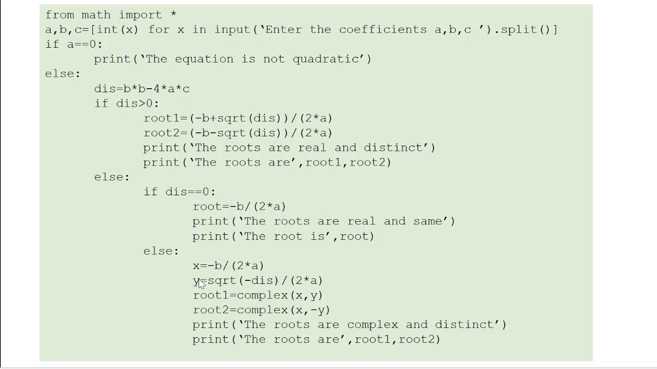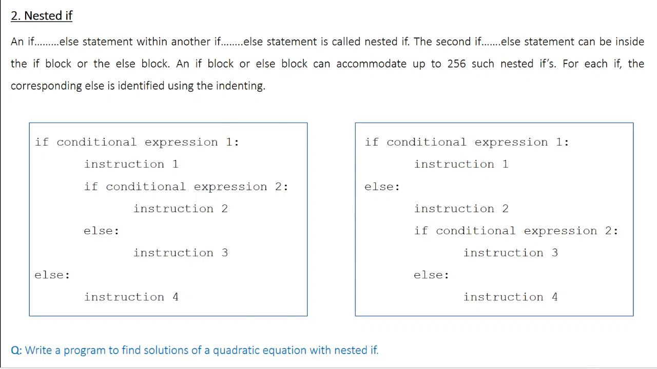So this is the real part, this is the imaginary part, and you can construct a complex number using the complex function. So your root 1 is going to be complex x comma y. So your answer is going to be x plus iy. Or in fact, Python doesn't use the symbol i, it uses the symbol j. So your answer is going to be x plus jy. And the root 2 is going to be complex x comma minus y, which will give you x minus jy. When you print the roots are complex and distinct, then you give the values of the root. Print the roots are root 1 and root 2. So this is how you test multiple conditions using a nested if statement.